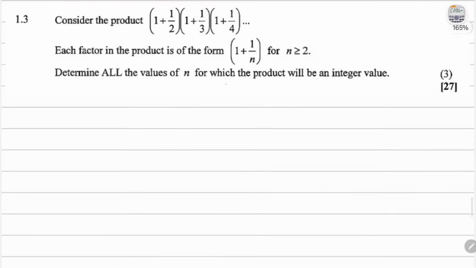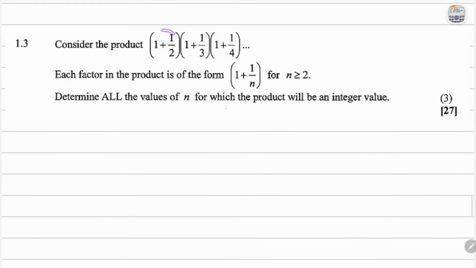Question 1.3 says, consider the product, and then we are given these and they are multiplying. Now they tell us that each factor in the product is of the form 1 plus 1 over n, where n is greater than or equal to 2, which we can see it starts at 2 and then it increases, so its value is greater than 2. Then they ask us to determine all the values of n for which the product will be an integer value.